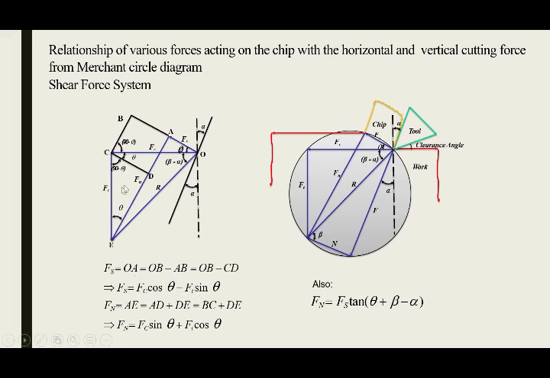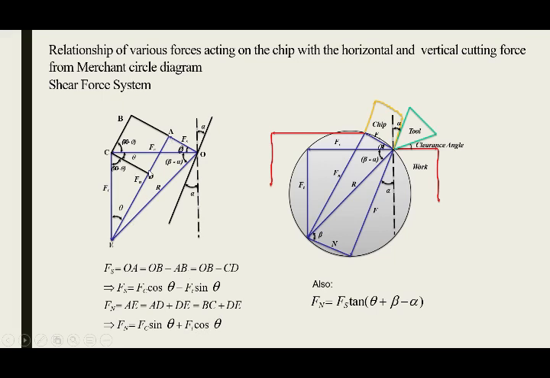So to calculate Fn, okay, Fn means AE. AE is equal to AD plus DE. Okay, AD plus DE. We can get the value of DE directly, that cos theta is equal to DE divided by FT. So DE is equal to FT cos theta.